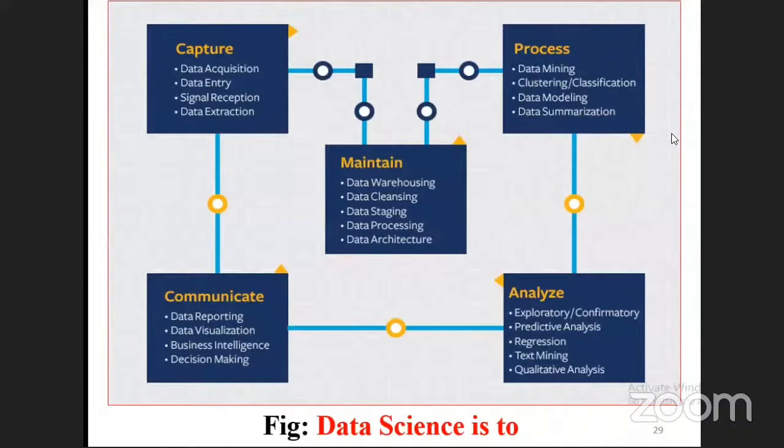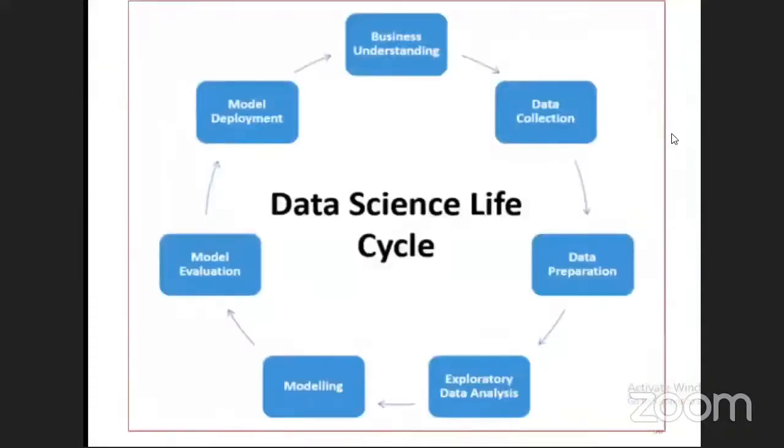Process, we are using data mining, clustering, classification, data modeling, data summarization. Finally, we are analyzing the data: text mining, regression, predictive analytics, qualitative analysis, exploratory analysis, etc. And communication, finally, we are connecting with the end users. Then this is the life cycle of data science.